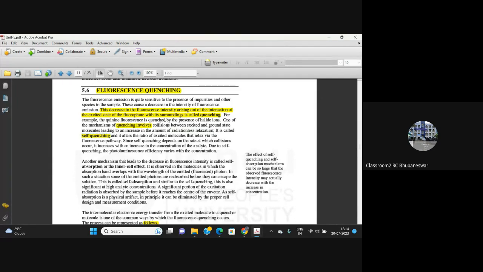What it is saying is that there is collision between the excited state and ground state molecule, leading to an increase in the amount of radiationless relaxation. So the radiative relaxation amount will decrease. Okay. Self quenching means that the molecule is becoming a quencher of itself. What does quencher mean? Quenching means retardation. Quencher means that which is responsible for the fluorescence quenching.